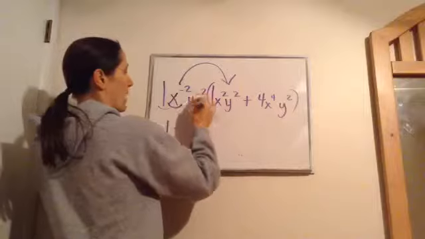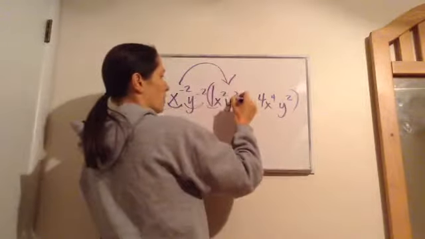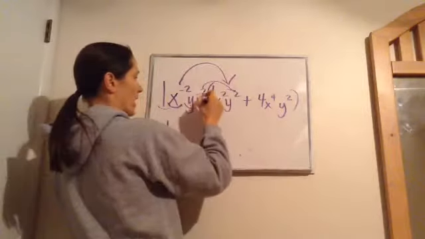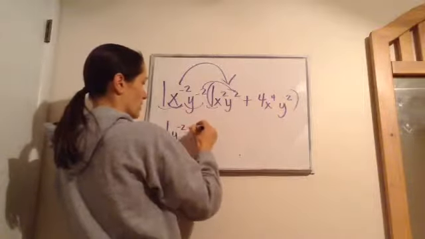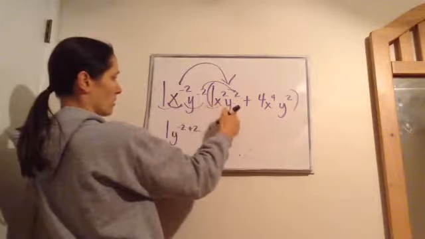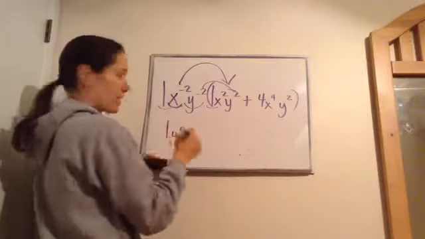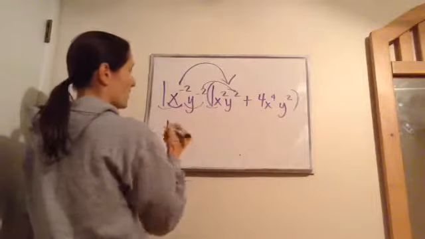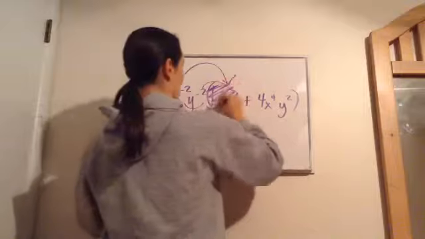Okay, now let's do our y. y to the negative 2nd power and y to the 2nd power, we're going to add those two exponents, so that's y to the negative 2 plus a positive 2, and that's a 0, and y to the 0 is 1, and 1 times 1 is 1. So it'll be 1 plus. Now we're done with this part.